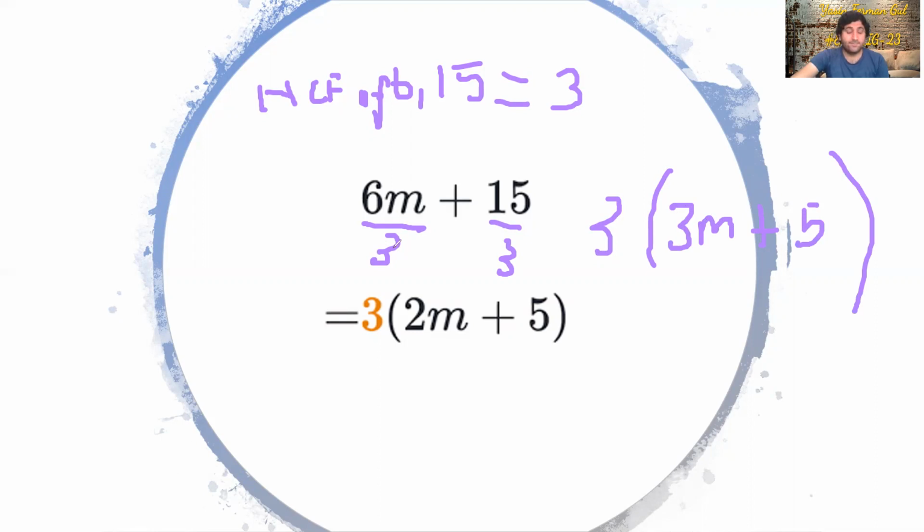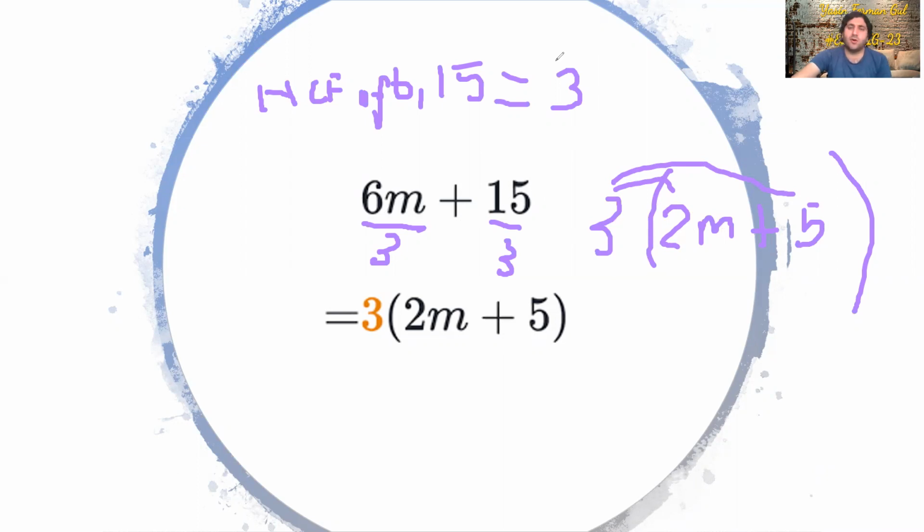Sorry, 6m divided by 3 obviously is going to be 2m. 3 times 3m will be 9m, so I must not make that mistake. Again, if you do an inverse operation, you will get the expression, because the expression is now 6m plus 15. Then the factors of the expression 6m plus 15 are 3 inside the bracket 2m plus 5. Do an inverse operation, you will get the expression: 3 times 2m is 6m, 3 times 5 will be 15.